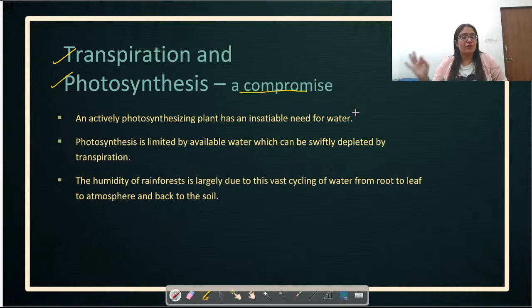an unsatisfied need for water. That doesn't mean that once you give 100 liters of water to a plant, you do not have to provide a single drop of water at a later stage in the life of the plant. This does not happen like this, students.